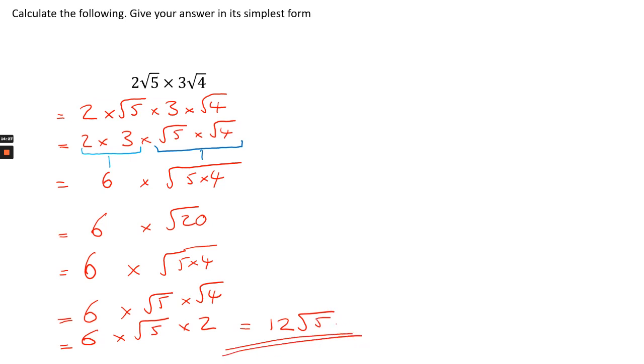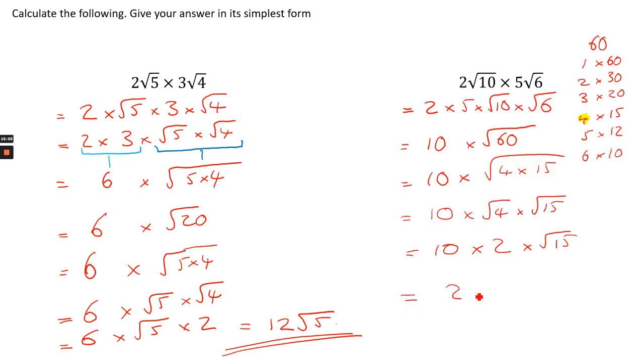Okay, 12 root 5. One more question for you to have a go at. And what you should have done is as follows: times by root 15 is 20 root 15. Easy as that. Okay. Any questions, let me know, but get started on the sheets when you can, please. Thank you.